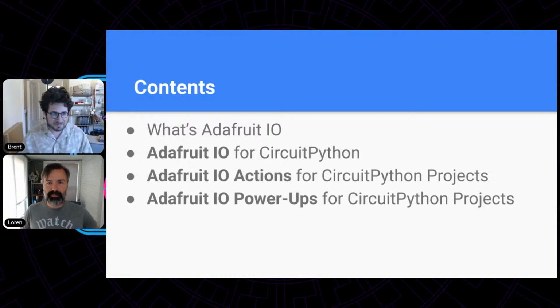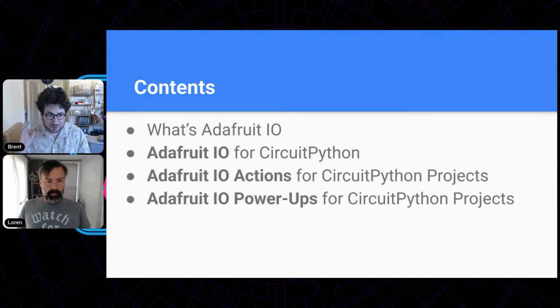Today we're going to be talking about, this is a different presentation than last year. Last year we mostly talked about Snap and some projects that people built. This year we're specifically going to be talking about how you can make your existing project better, or how you can use CircuitPython to extend capabilities of your project. How to use Adafruit IO to extend your CircuitPython project to parts that you really don't want to program.